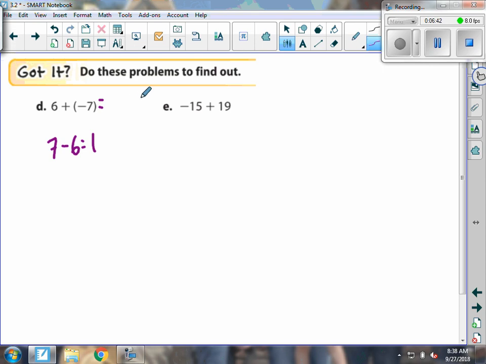Now we need to figure out if it's a positive 1 or a negative 1. So which is larger, 7 or 6? 7 is. Was it originally positive or negative? Negative. So my answer is going to be negative 1. I do the same thing for E. So I subtract my absolute values. 19 minus 15 is 4. And it's going to be positive because 19 is larger and was originally positive. So my answer there is positive 4.